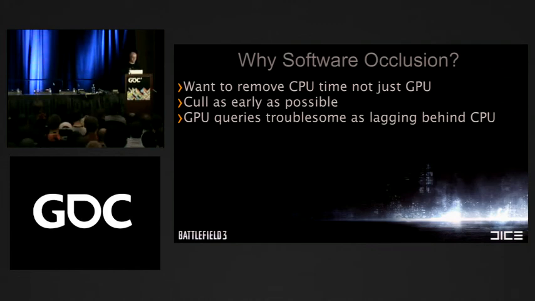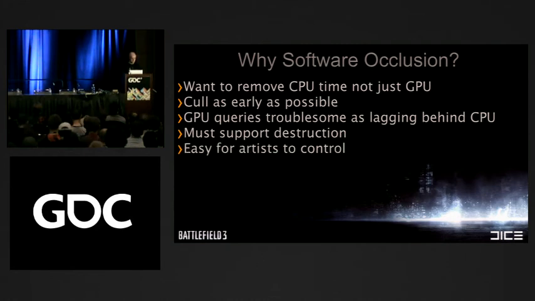And another really important thing for us is that it must support destruction, meaning it must be easy for us to remove parts of a house, for example, if it gets destroyed. But we still want to have occlusion on the entire house, but we must have the support to easily remove things from it. And that's really important as well. Another good thing is that it's easy for artists to control this, to build the occluders that they want.